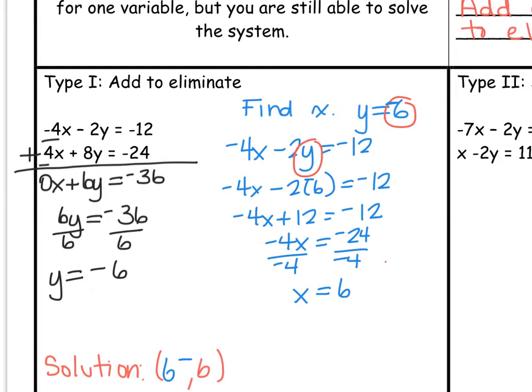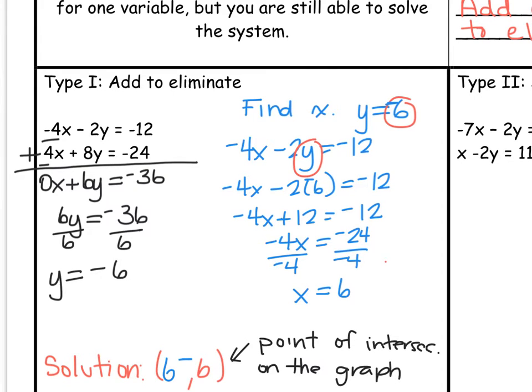So there's my solution to this system of equations. If I substitute 6 in for x and -6 in for y, it's going to work in both equations. And if I were to graph these two, this would be the point of intersection on the graph.